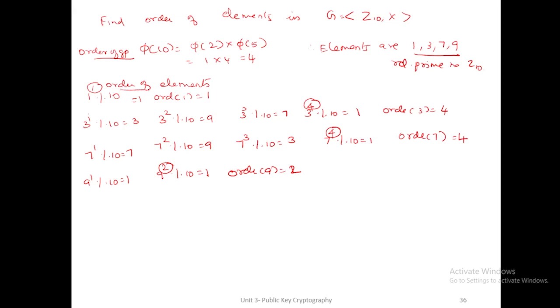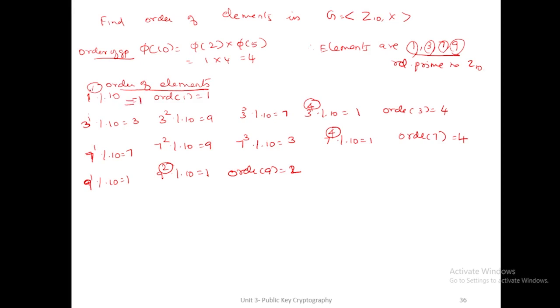So for finding the order of elements, you take each element of Z10. So totally 4 elements are available. So I write that element and do the power operations. Power operation means you can write 1 power 1, 1 power 2 like that. If the mod value reaches 1, you stop the procedure.